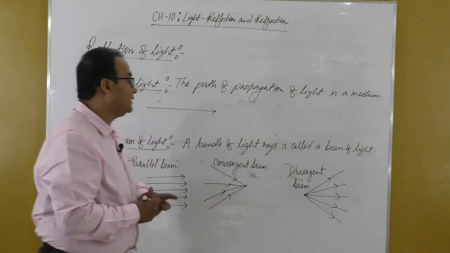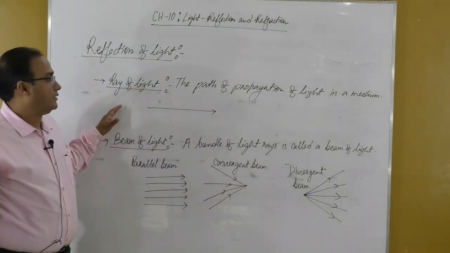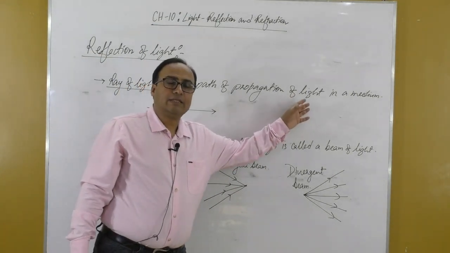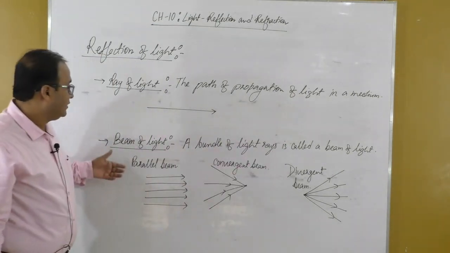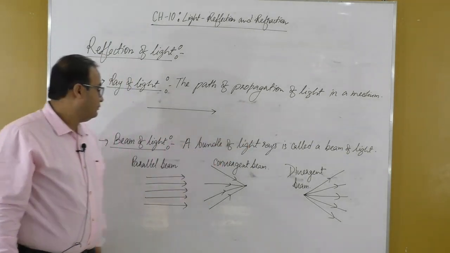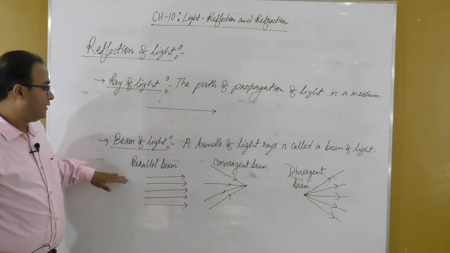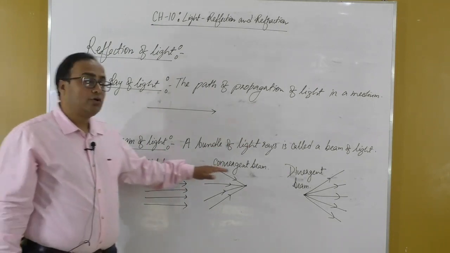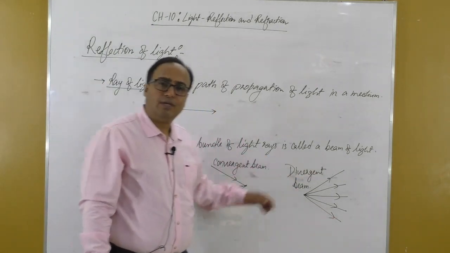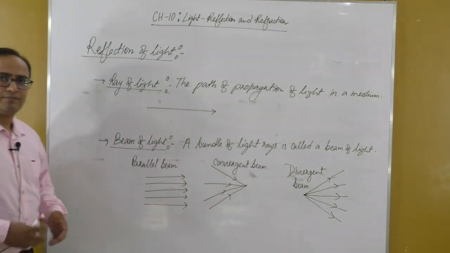So I discussed here what is a ray of light. The path of propagation of light in a medium is called a ray of light. Then beam of light. A bundle of light rays is called beam of light. There are three types of beam of light: parallel beam, convergent beam, and divergent beam. You should note down these definitions.